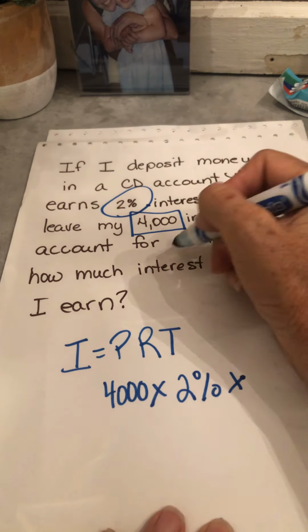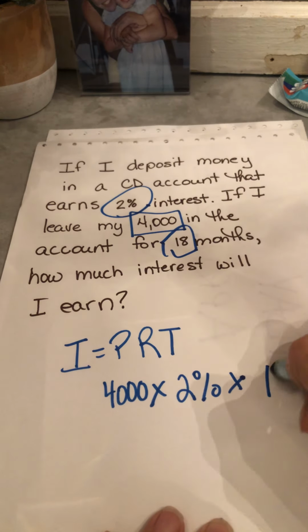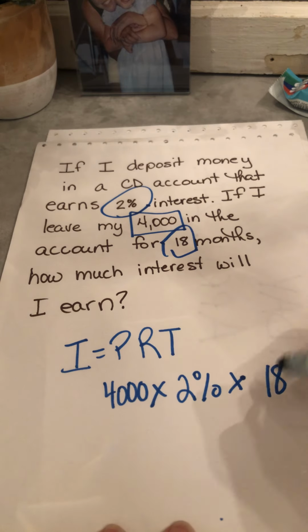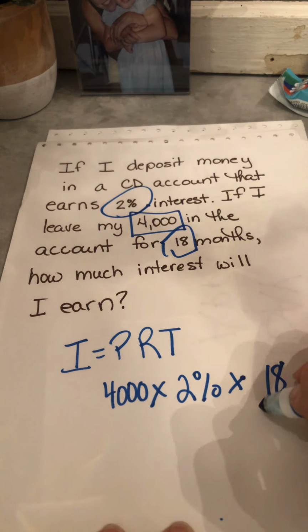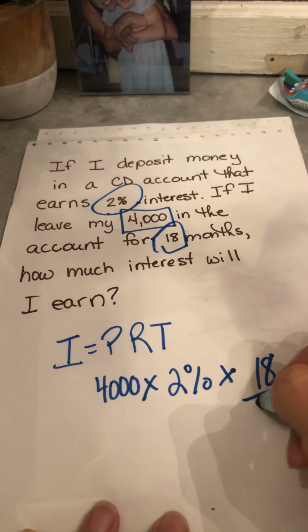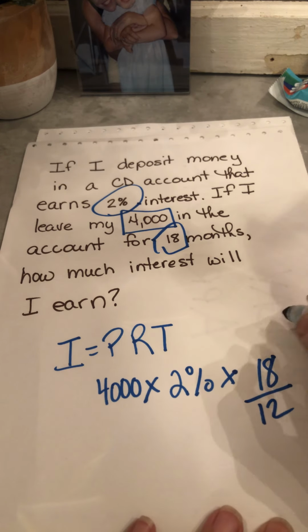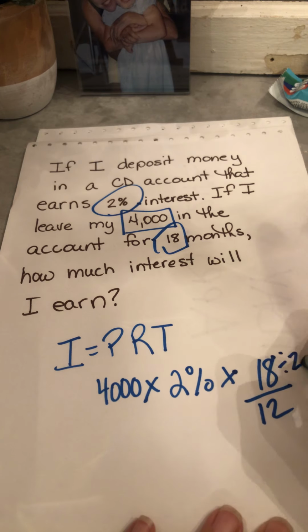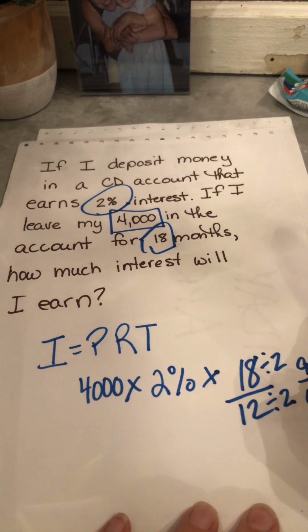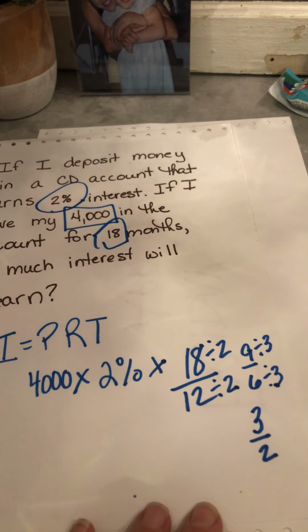And the time is how long. Okay, so 18 months. Remember, we always change this to related to years. So I'm going to go ahead and say 18 over 12. So let's see. They both can be divided by 2. That gives me 9, 6. They both could be divided by 3. That gives me 3 over 2.